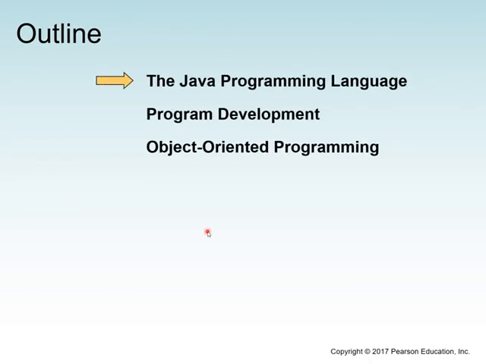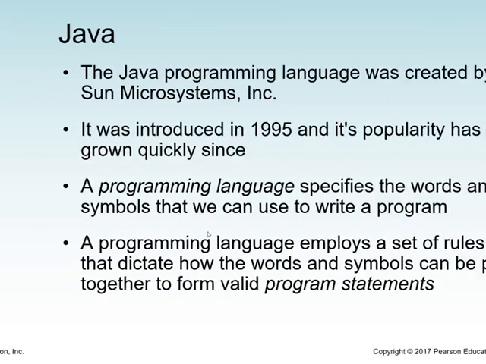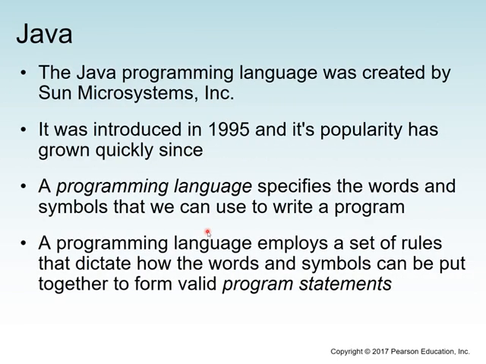So, the Java programming language. What is Java and when was it created? Well, it was created in 1995 by Sun Microsystems, and it grew very, very rapidly, and specifically it was used a lot on the web in the early days, but now it's all pervasive in large areas of life.